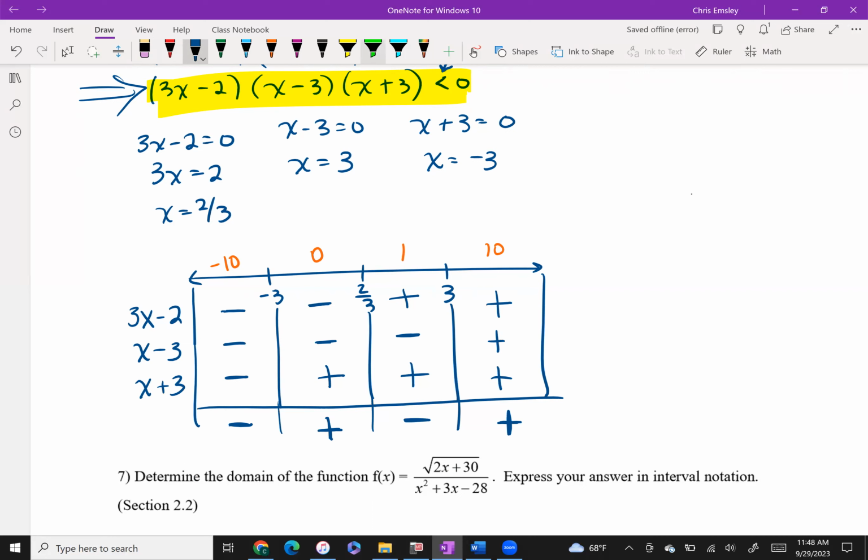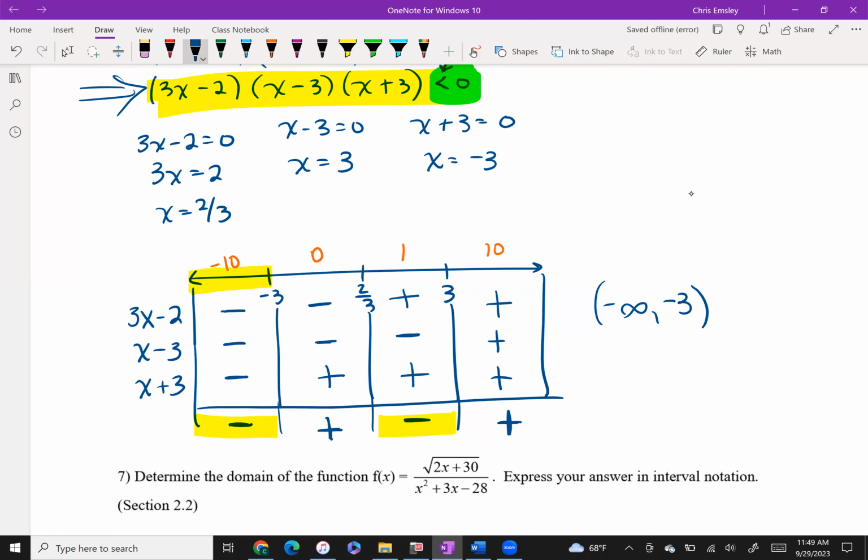These are the signs that determine my answer. Remember, what we were looking for was, where is this polynomial less than 0? Less than 0 would be our negative columns. Go up that column and we can see the interval that gives us that result. So this first interval is from negative infinity to negative 3.